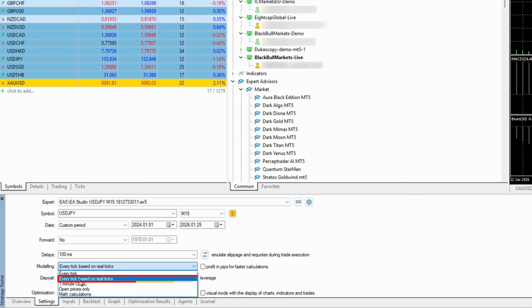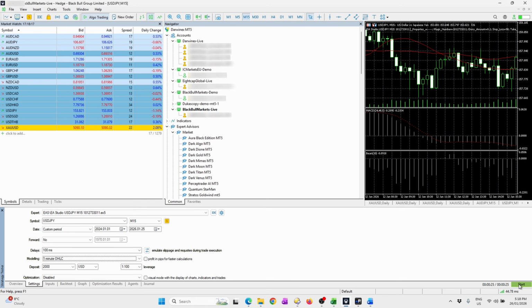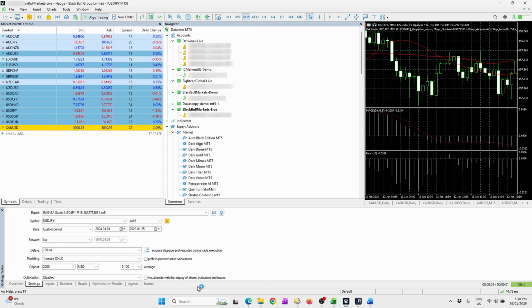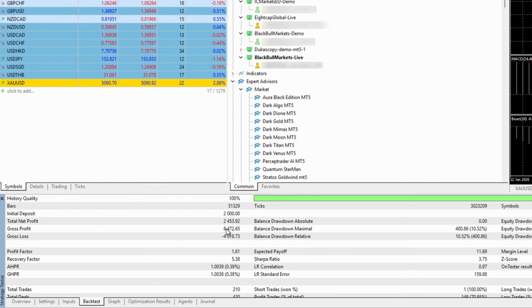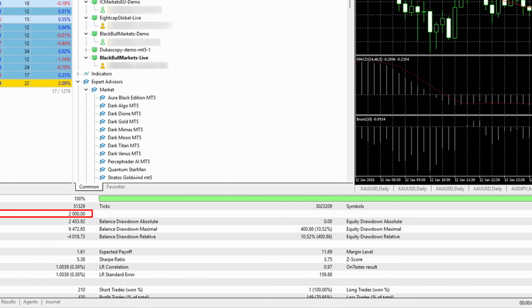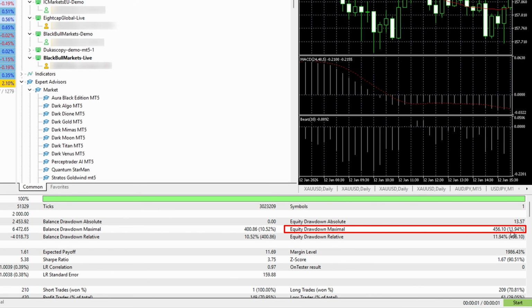I'm always going to do my final check on the every tick based on real tick data, where it downloads every single tick and runs the most accurate backtest. But EA Studios can be backtested quicker, and I'm just going to start with the open, high, low, close. I'm just going to run a few quick tests. I want to get my risk set right. Now, you can see that was very fast because these EAs have been written very well, and they do backtest very, very quickly. So on a $2,000 account, that's showing that I have this 11% drawdown.